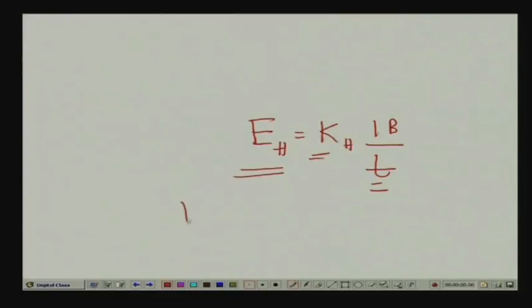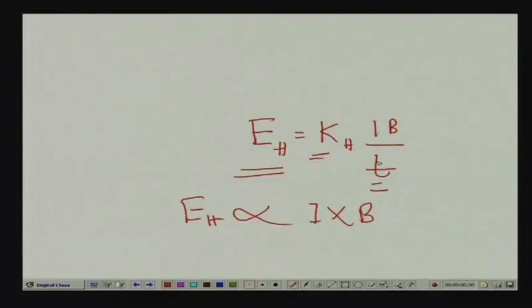Again, we are writing EH equals KH into IB into T. If KH is constant and T is constant, then I can say that the output voltage EH is proportional to I multiplied by B, quite obviously.